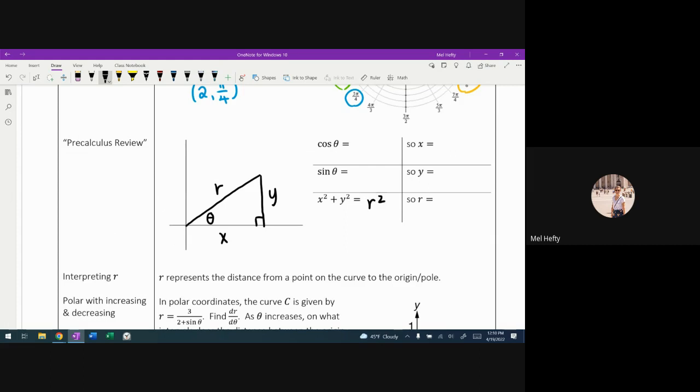Perfect. Can you write down on your paper what you think cosine theta and sine theta equal? I will wait approximately 30 seconds. SOHCAHTOA if you are confused.